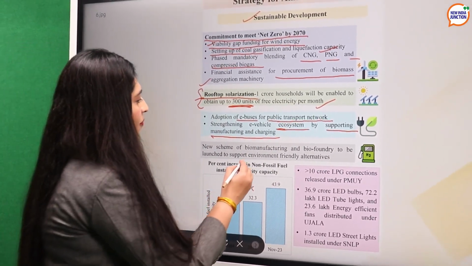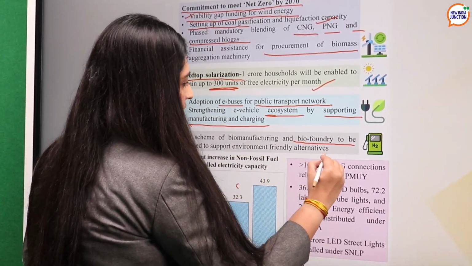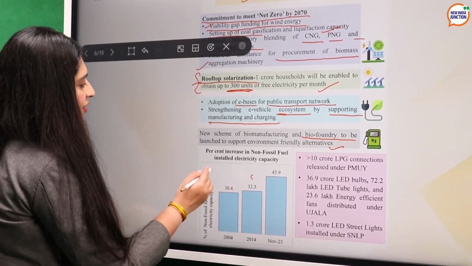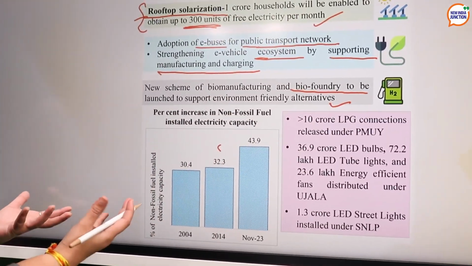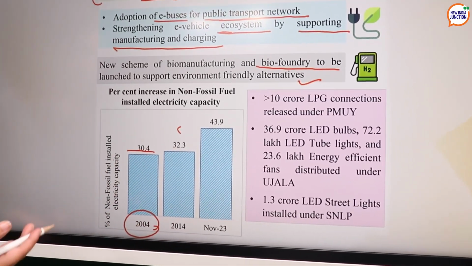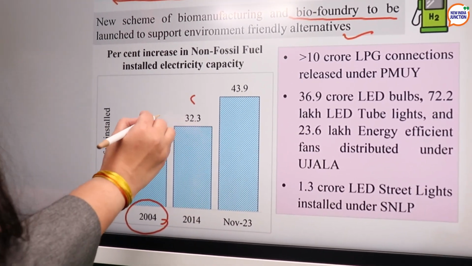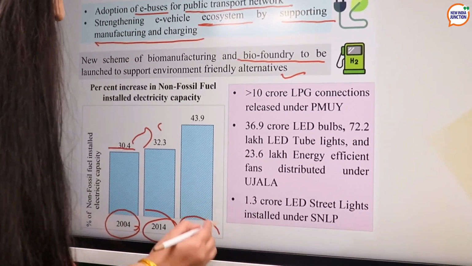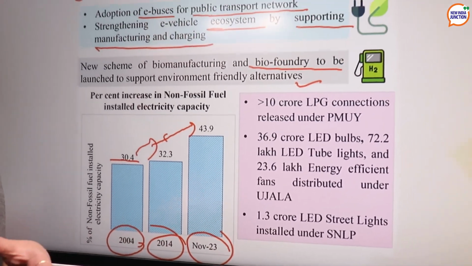Also, a new scheme of biomanufacturing and biofoundry is to be launched to support environment-friendly alternatives. Now, if we look here, the percentage increase in non-fossil fuel installed electricity capacity: we were somewhere around 30.4% in the year 2014. Not much of a difference in that one decade. And if we see now, in November 2023, from 32.3 we are at 43.9%.